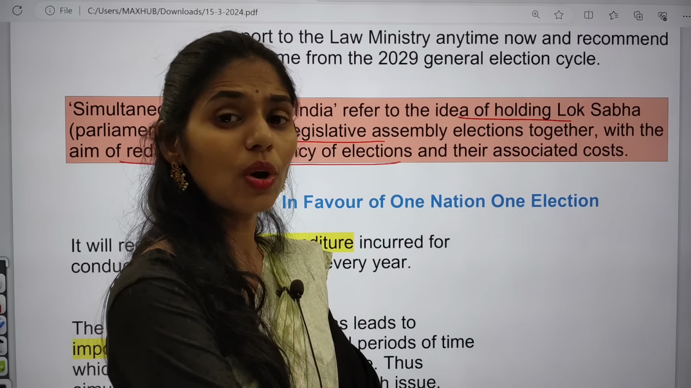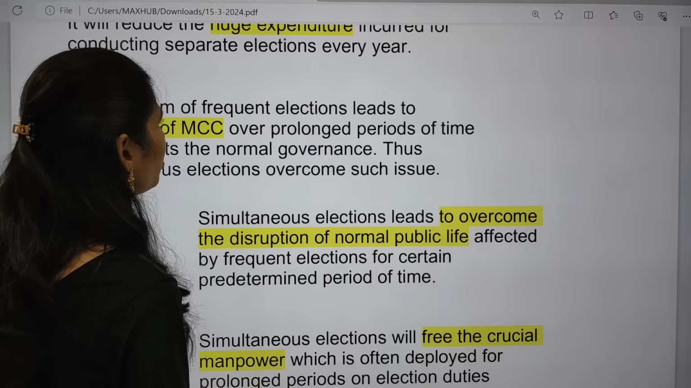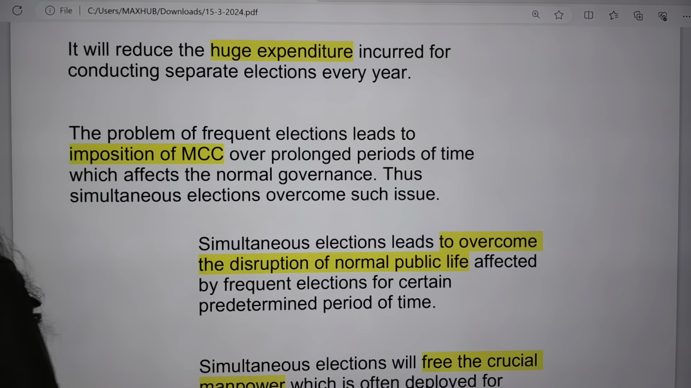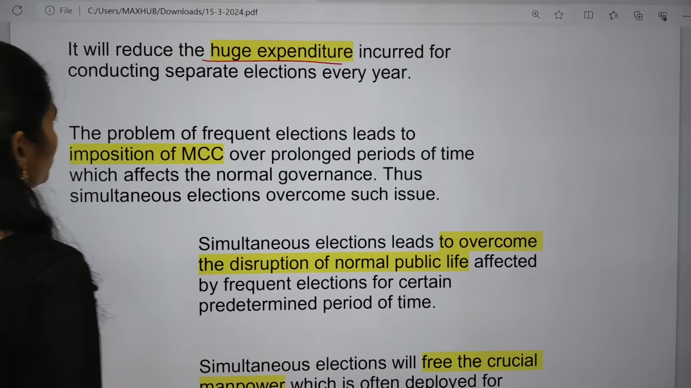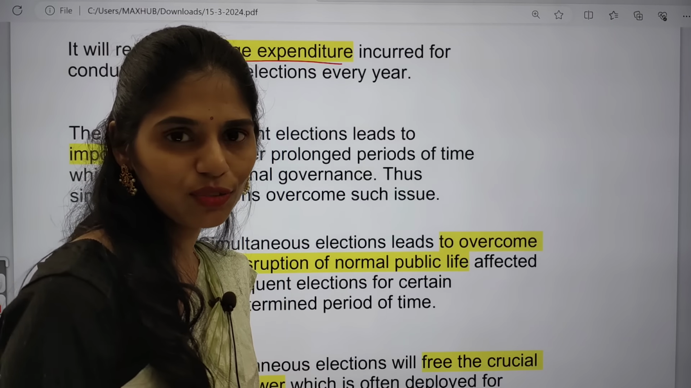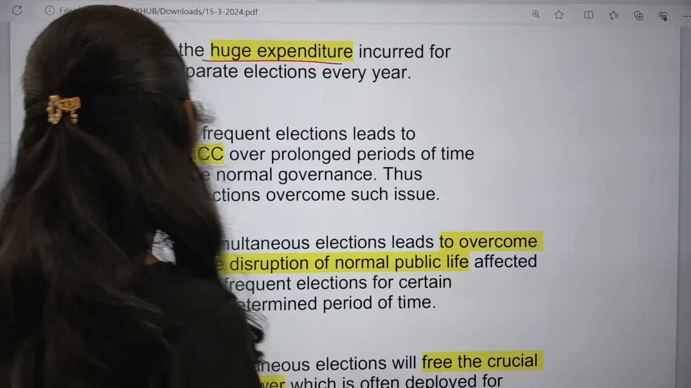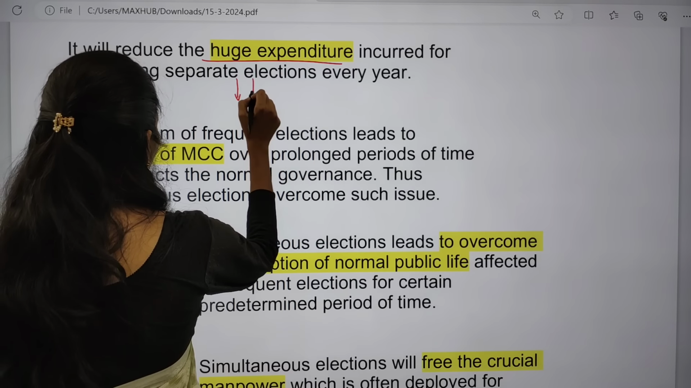And if you are talking about the arguments in favor of one nation, one election, it will reduce huge expenditure. Yes or no? If you want to go for separate elections for legislative assemblies as well as Lok Sabha, it is very costly. So we can reduce expenditure.